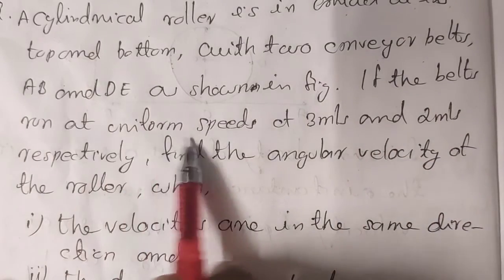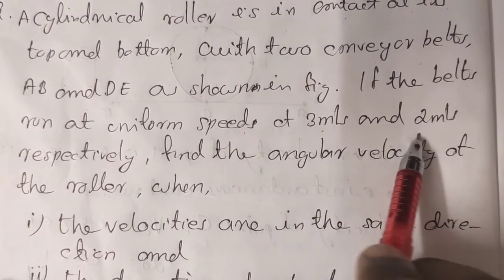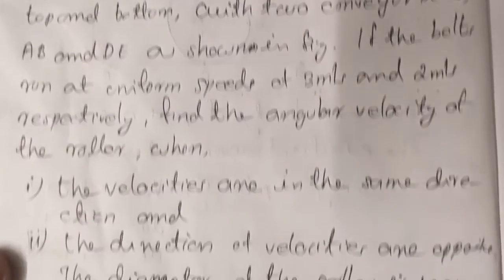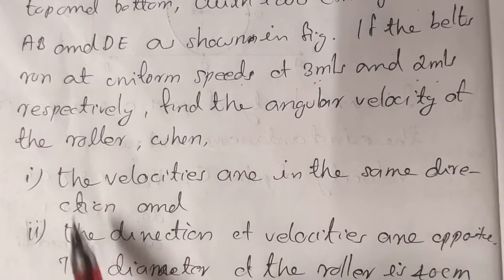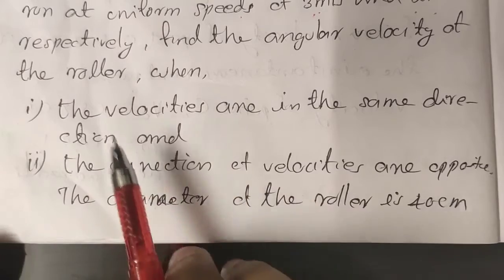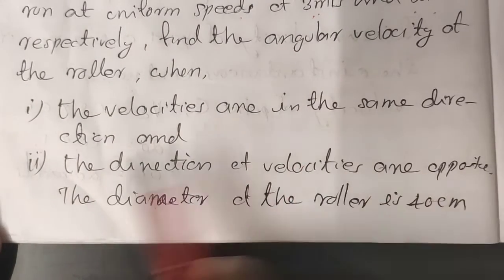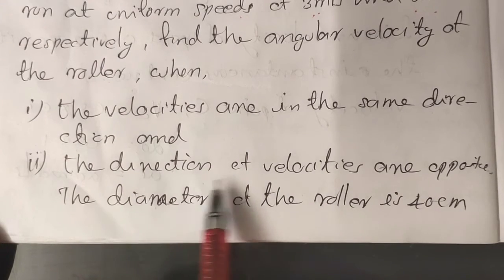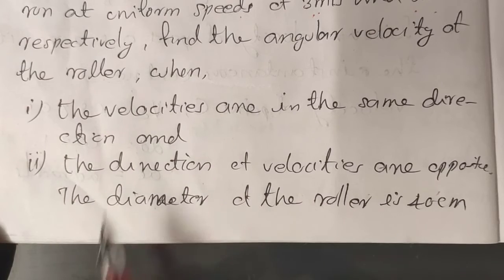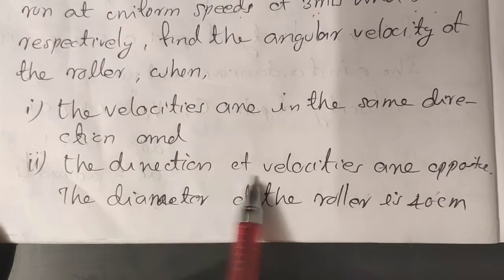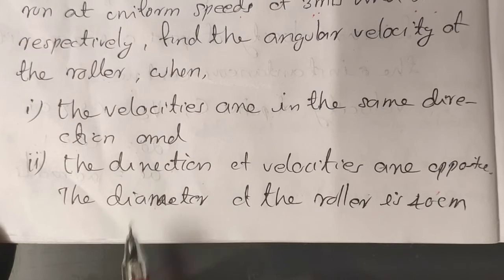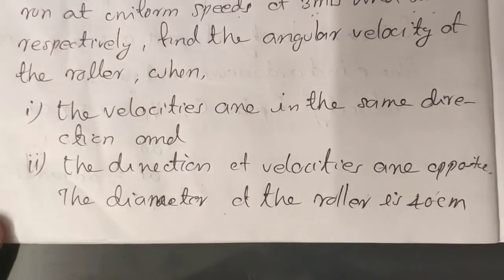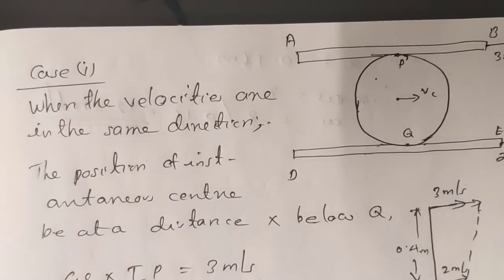If the belts run at uniform speeds, 3 meter per second and 2 meter per second respectively, find the angular velocity of the roller in two cases. The first case, the velocities are in the same direction, that is, the two belts are moving in the same direction. The second case, the directions of velocities are opposite, that is, the belts are moving in opposite directions. The diameter of the roller is 40 centimeter. That is also given. Okay, we can come to the first case.